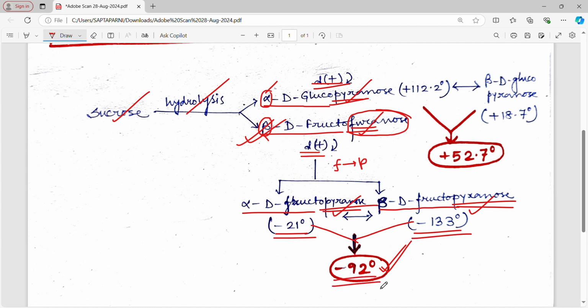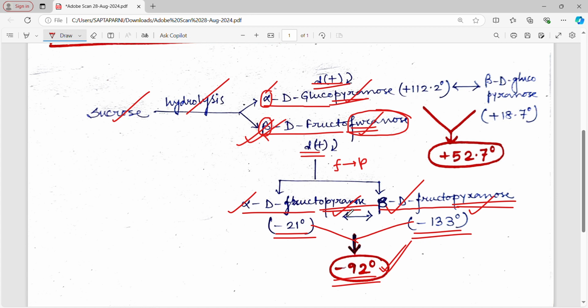Now you may ask me, if I add these two, minus 92 degree does not come, so how come minus 92 degree? See, the overall value of levorotation depends upon the frequency of these two anomers. Frequency means the concentration. Depending upon the concentration of these two anomers, the final value comes to minus 92 degree.